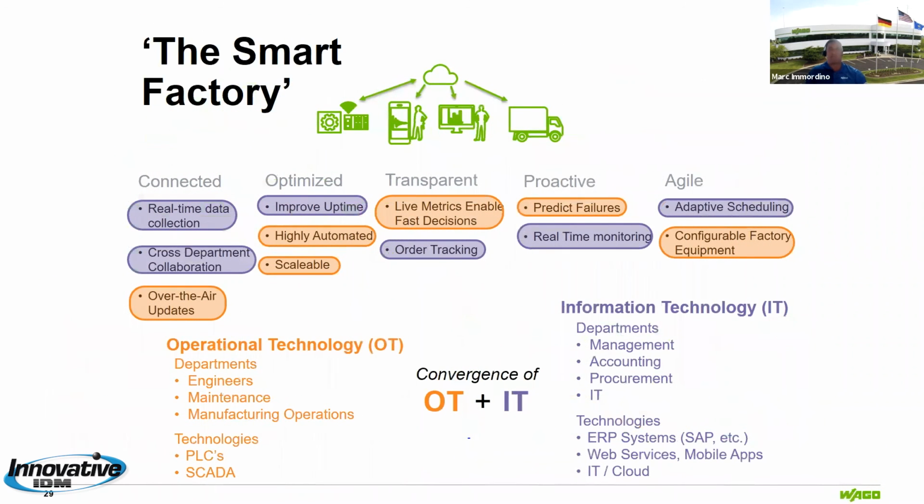So smart factories today, their goal is to bridge the gap between OT and IT, OT being operational technology, IT being information technology. And you've got your departments, your engineers, maintenance, and manufacturing operations, which are looking at PLCs and SCADA, right? Your information technology, these guys are all about IT management, accounting, procurement, and they're using things like ERP systems, web services, mobile apps, and the IT cloud information. So again, how do you bridge that gap?